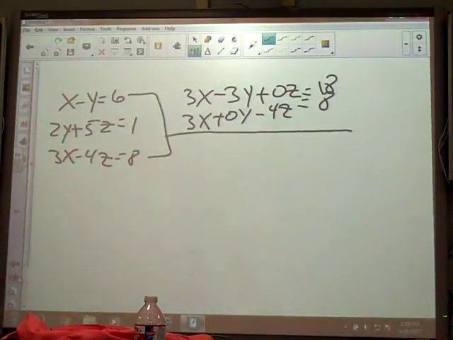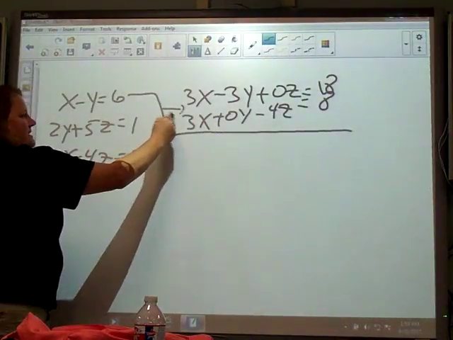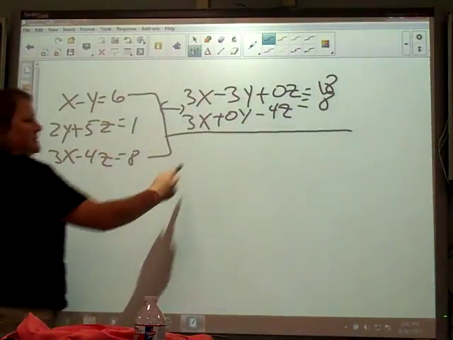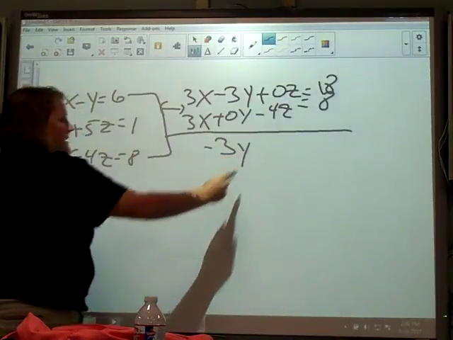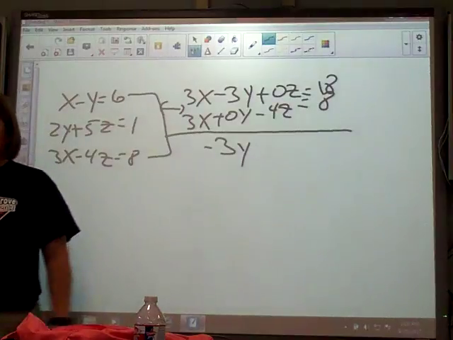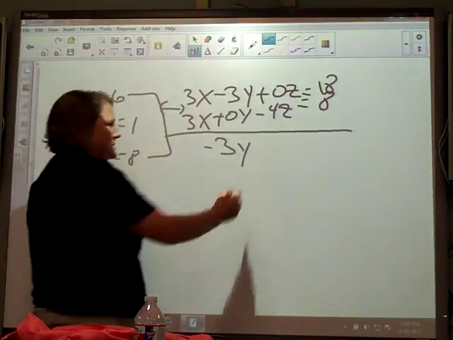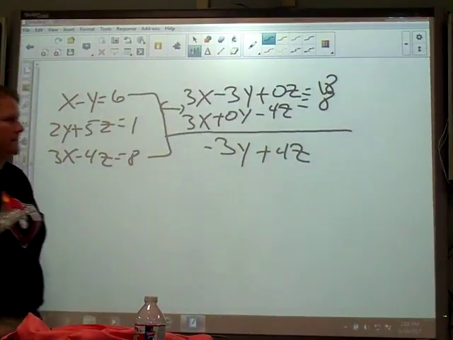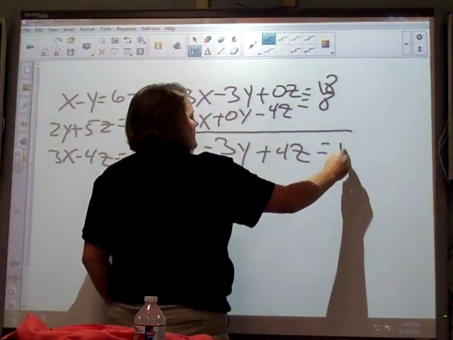Are we adding or subtracting here? Yes, subtract. 3x minus 3x is nothing. He gone. Negative 3y minus 0y stays negative 3y. 0z minus negative 4z, plus. Positive 4, good. And then 18 minus 8, 10.